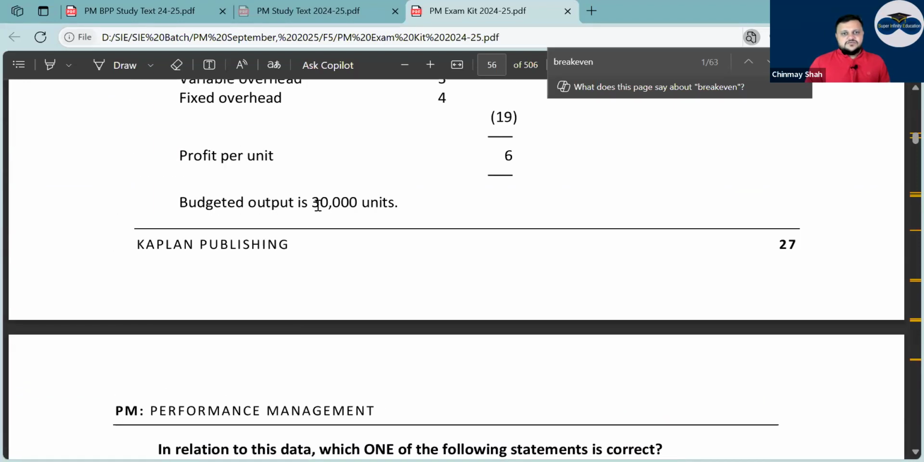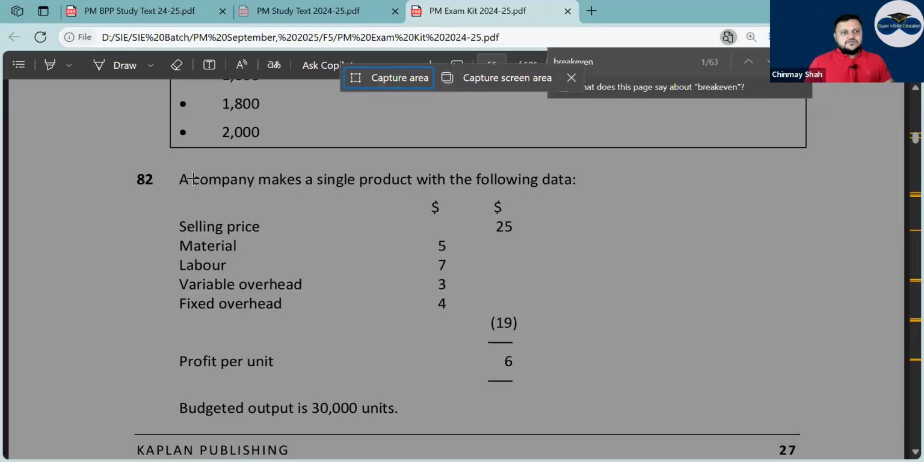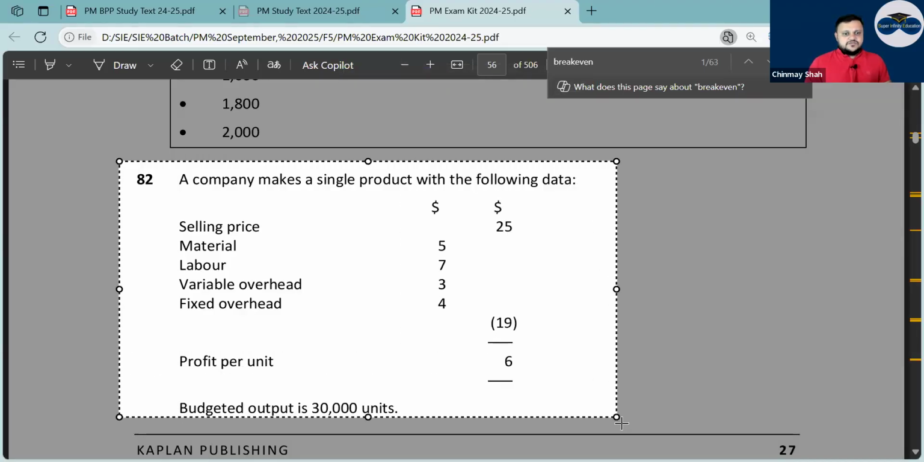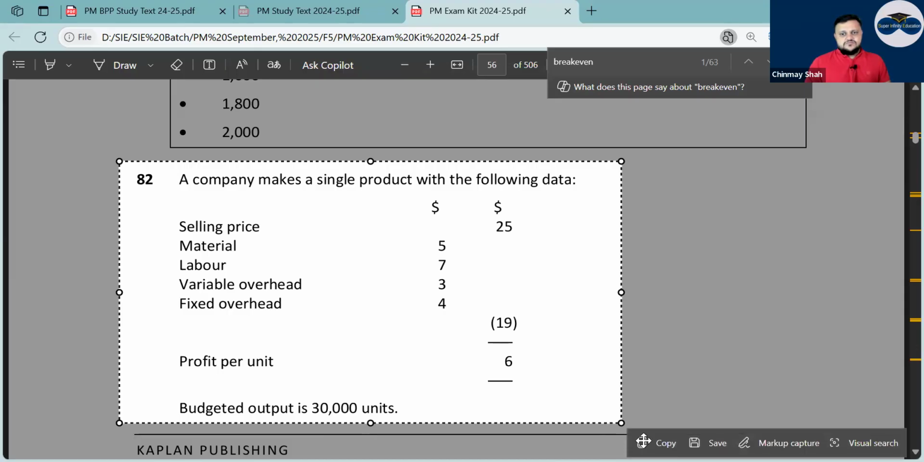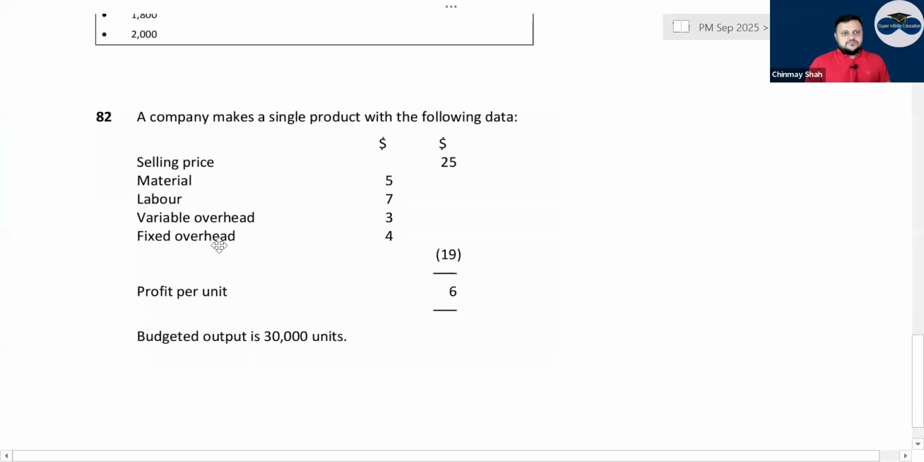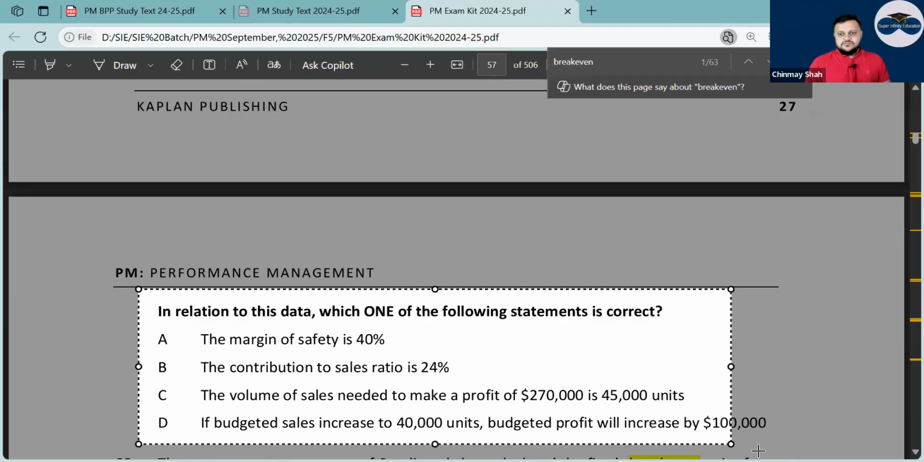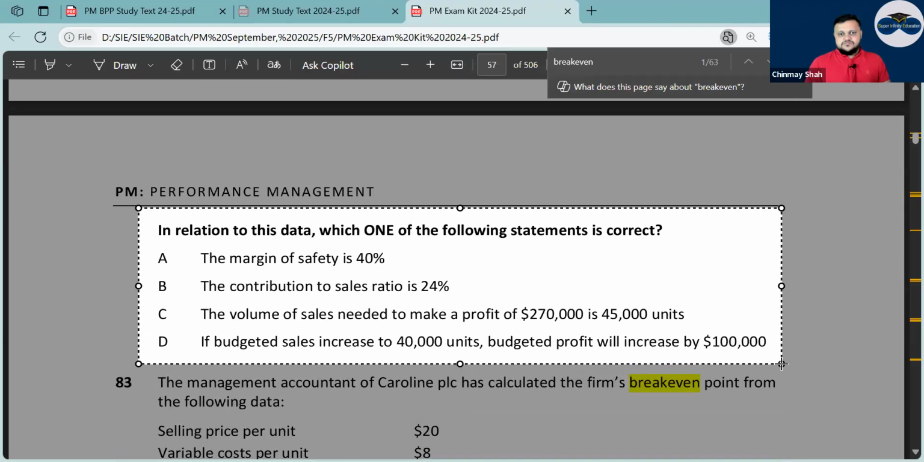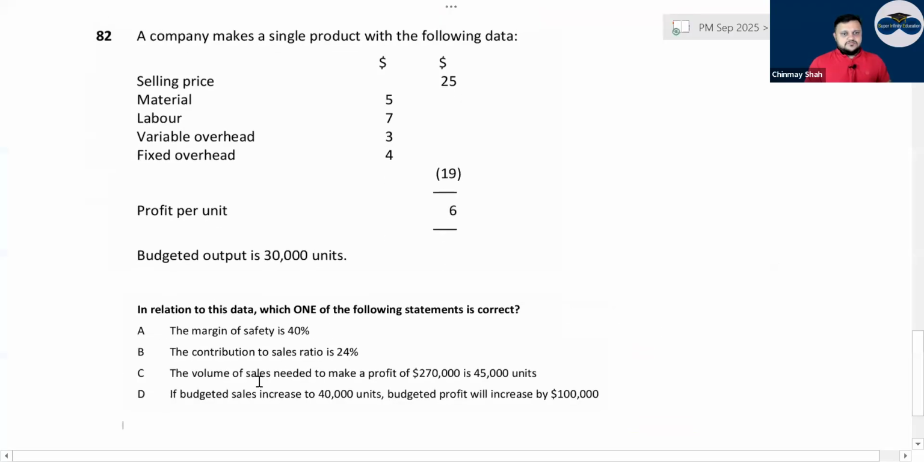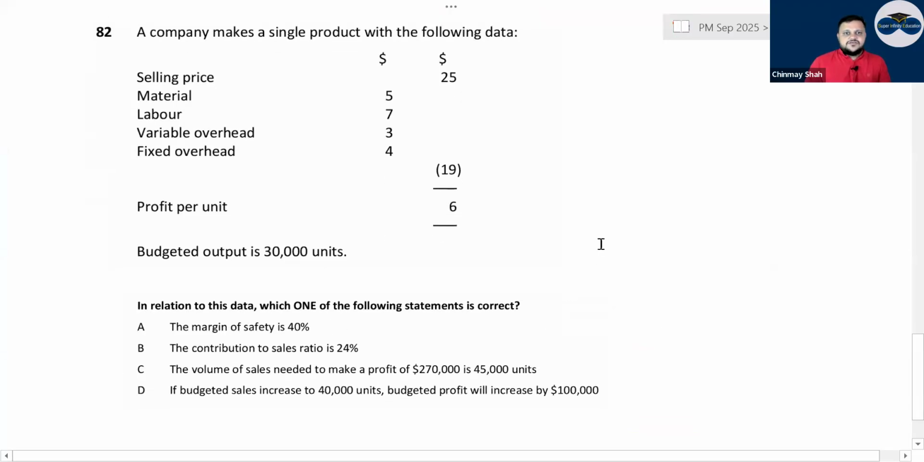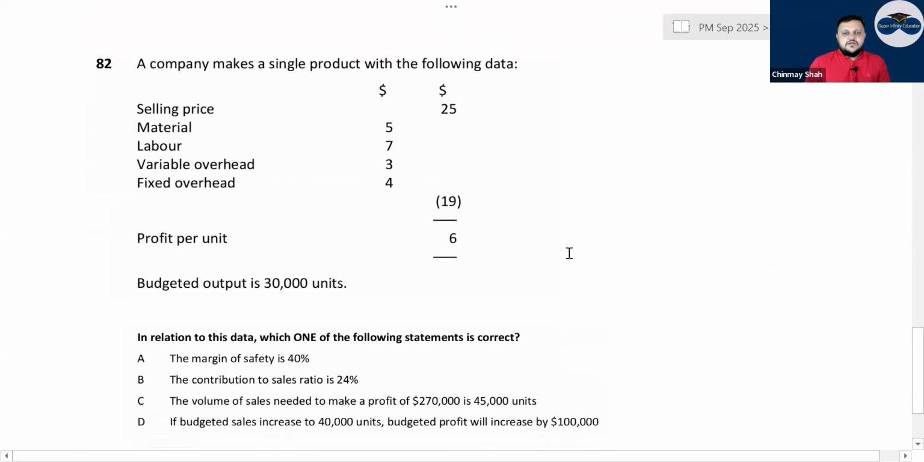Need to make budgeted sales. Yes, this is also good. This we can do together. 82. Come on. Right. Very good question. Come on. Selling price is given and a fixed overhead is given. How do you do this?